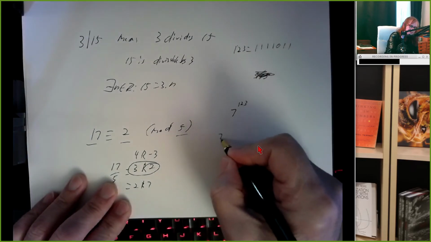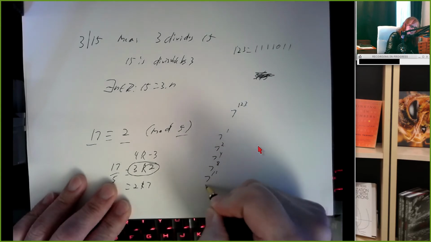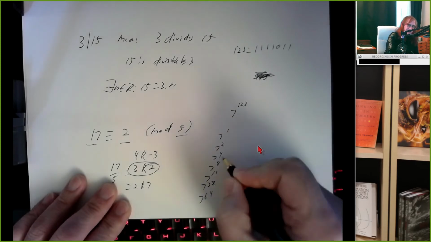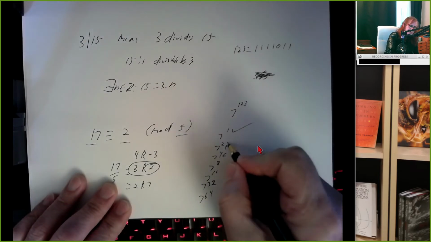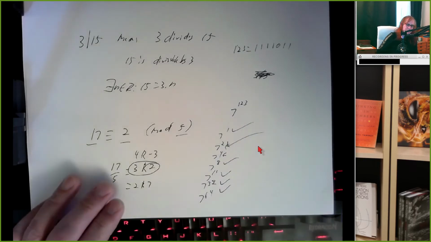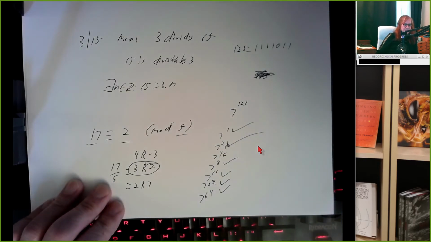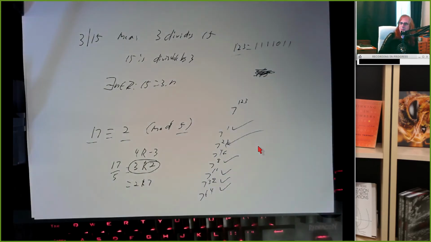And so if we find 7 to the first, 7 squared, 7 to the fourth, 7 to the eighth, and so on, we find each of these by squaring the term before it. And then in this case, we would take 7 to the 1, 2, 8, 16, 32, and 64 and multiply those. And that will give us 7 to the 123rd. But we do this without having to actually multiply 7 by itself 123 times.